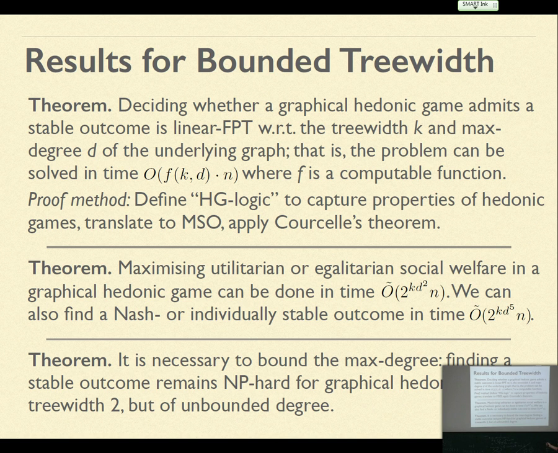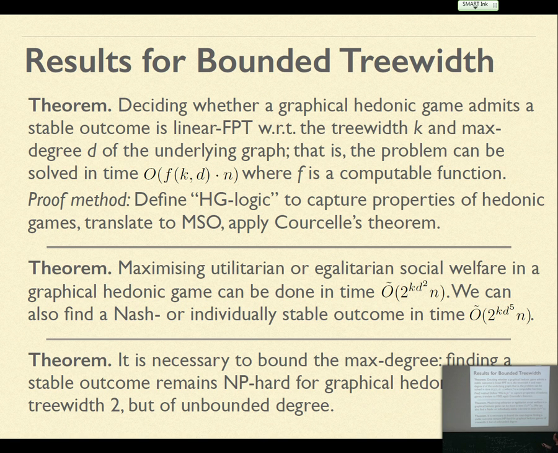So just quickly, the kind of proof method for this is I define a hedonic games logic, HG logic, which are statements that quantify over partitions, coalitions, and agents. Something like there exists a partition so that for all coalitions they don't want to block. So any sensible solution concept can be formalized, and you can say things like there exists a Pareto optimal envy-free outcome, things of this sort.